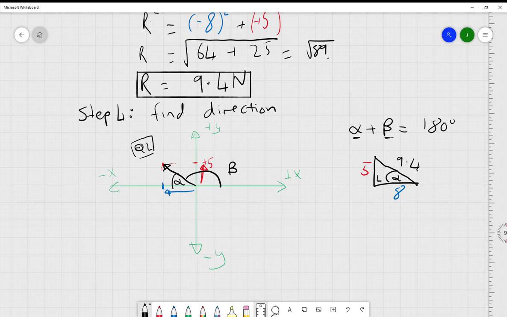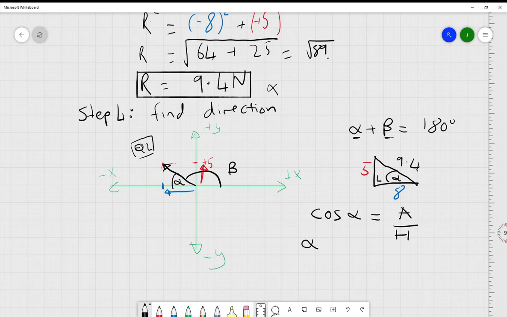So how do we find alpha? We just know from general trig that cos alpha is adjacent over hypotenuse. We can use any one of them. We can use sine, we can use tan. That's absolutely up to you because we have all three lengths. In this case, they're forces, so length equals magnitude. We only have the magnitude of our force vector. We do not have the direction. So what is adjacent? Adjacent to the angle is 8, and hypotenuse is 9.4.